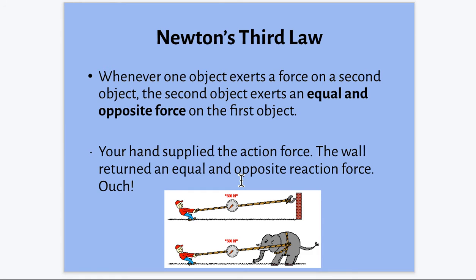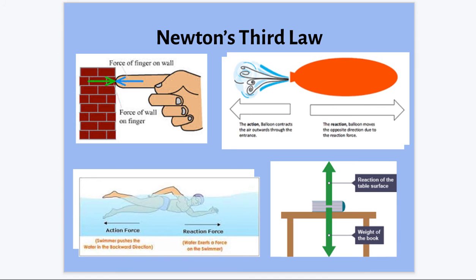Whenever one object exerts a force on a second object, the second exerts an equal and opposite force. So when you punch that wall, your hand supplied that action force, but the wall returned it. And that is why it hurt. Okay? You didn't punch through that wall. It gave that equal and opposite reaction. All right? So if you were to put your finger and try to push it on the wall, you feel it kind of resisting that.